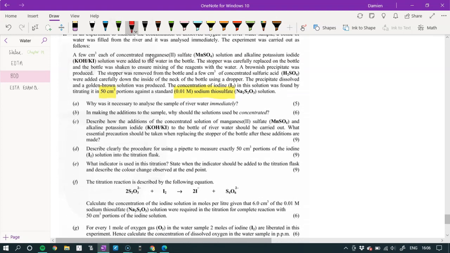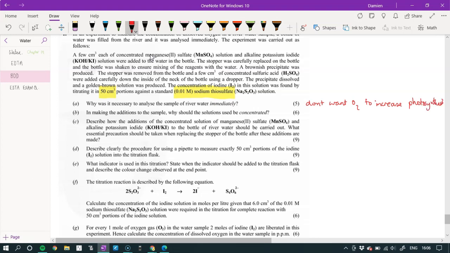So let's look at the first question here, part A. Why was it necessary to analyse the sample of river water immediately? Well, because there is plant life in that river water, it is going to photosynthesize. So we don't want the oxygen to increase. And you have to state the reason why: increase due to photosynthesis. And again, you can write long sentences for this yourselves.